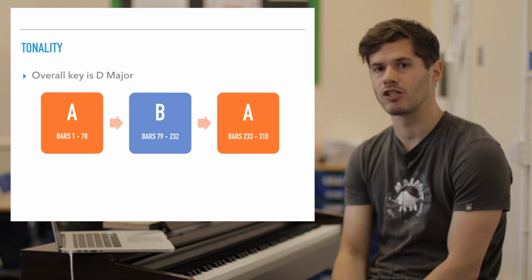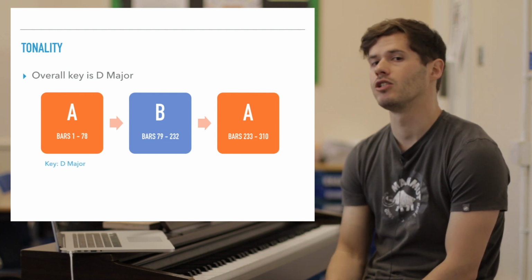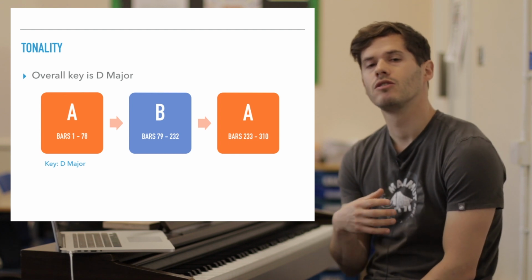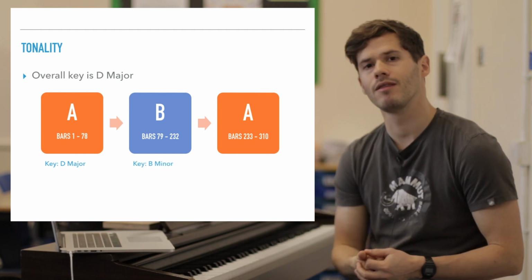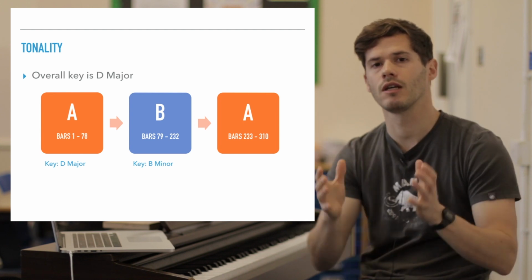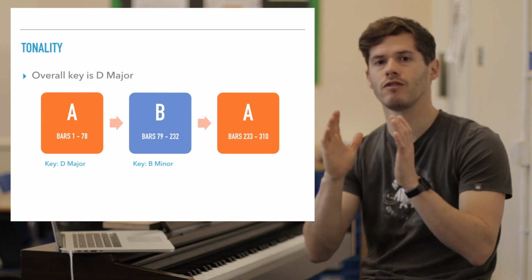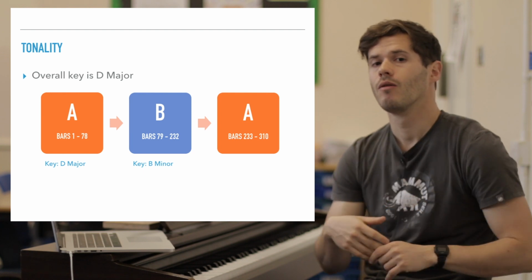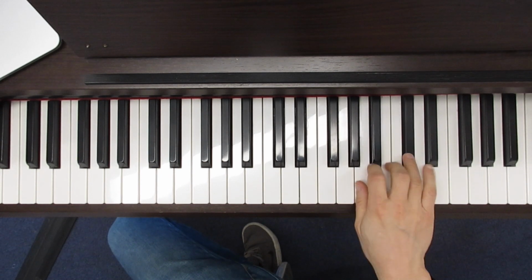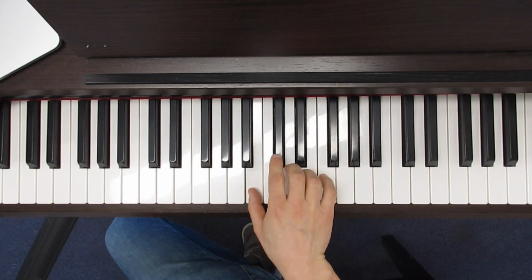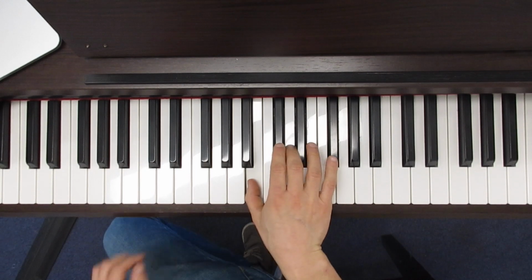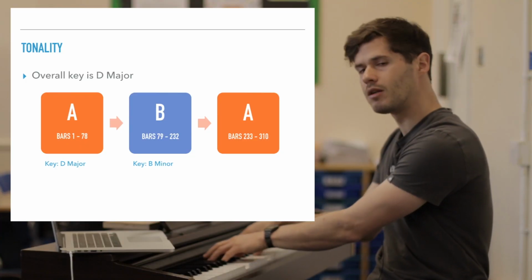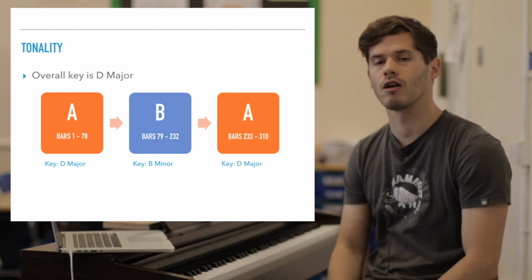So in the first section, section A, we're in D major. But then in section B, we change to B minor. And remember, this is our contrasting section to sound different to A. Our B section is in B minor. So we go from D major to B minor. So a different key from D major to B minor to give us this contrast.